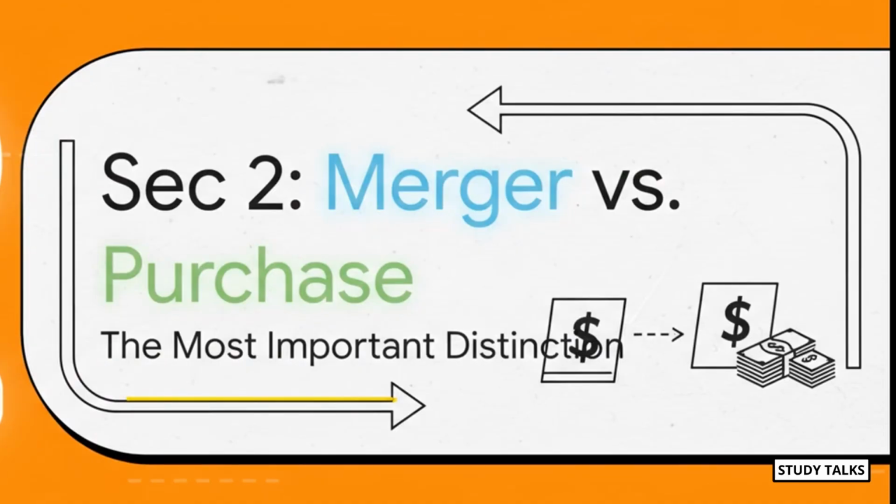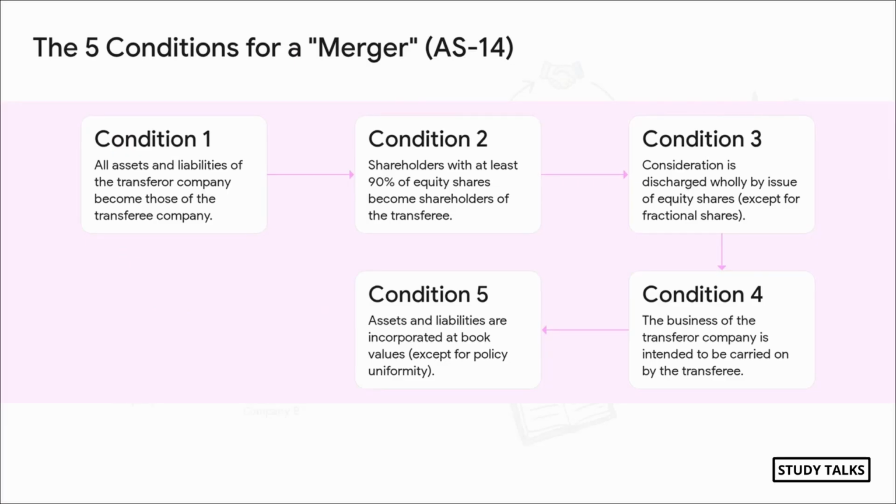Now pay close attention, because this is probably the single most important decision you'll make in the entire chapter. Is this thing a merger, or is it a purchase? I'm not kidding. If you get this right, you're golden. But if you get it wrong, pretty much every journal entry you make from this point on is going to be incorrect. For any amalgamation to be called a merger, AS 14 has this non-negotiable checklist of 5 conditions.